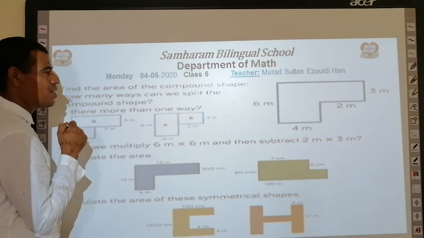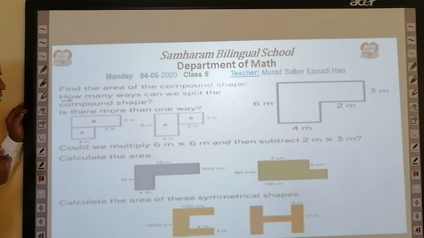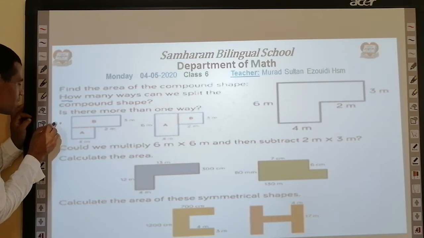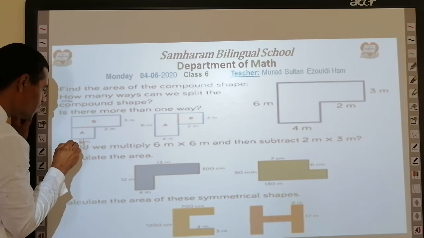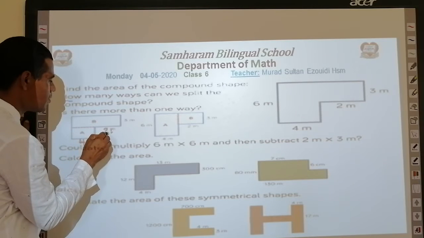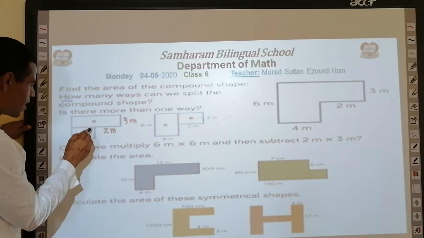How many ways can we split the compound shape? Is there more than one? Okay, let's do it. Look here, learners. This is 6 centimeters, this is 4 meter, this is 2 meter, this is 3 meter. And we split like that.